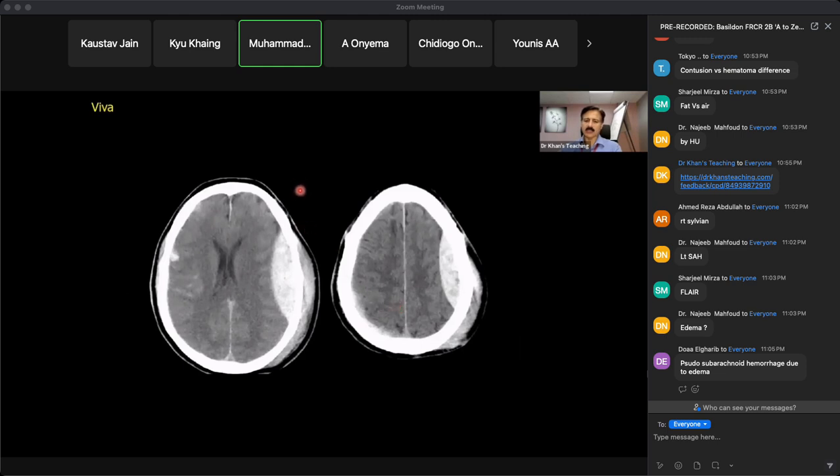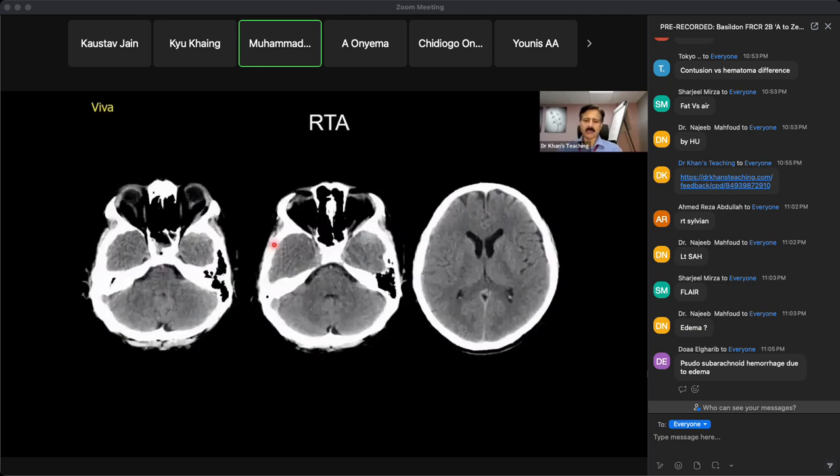Okay, just a very basic case. What is happening here? And I want to hear the words. What is this? So on the left side there's an acute extradural hemorrhage. On the right side there's a contusion, and there's also subarachnoid hemorrhage as well. Excellent. So subarachnoid hemorrhage can be traumatic subarachnoid hemorrhage.